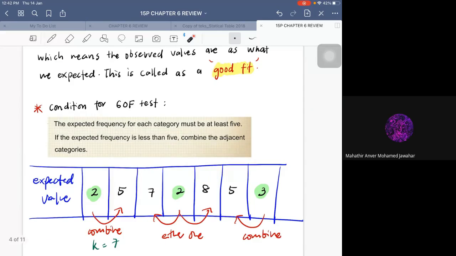However, I want you to be careful when you find the value of the expected frequency. That is one important condition that you have to check every single time. For each category, you have to check that the expected frequency must be at least a value of 5. If the expected frequency is less than 5, you have to combine the frequency with the adjacent category. So you have to combine it with the next category and put them together.